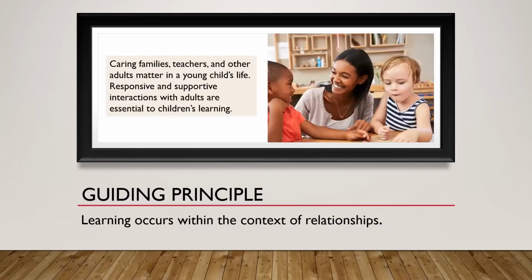Learning occurs within the context of relationships. Go ahead and read this description. This principle recognizes that learning happens best when children have positive relationships with adults in their lives.